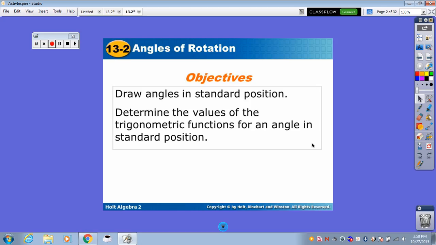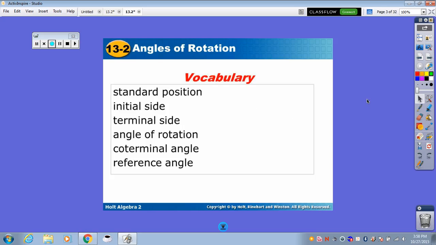Basically, what we're going to be doing is putting our angles onto a coordinate plane and identifying the vertex at the origin and determining the angles of rotation from the initial side to the terminal side. These are the vocabulary words found in this section of the chapter.